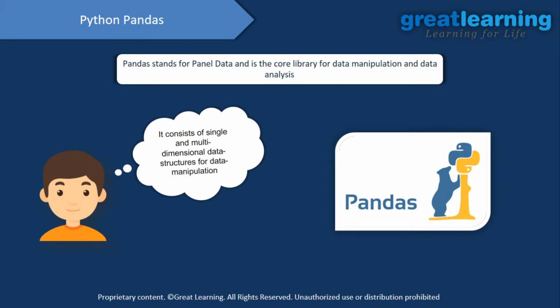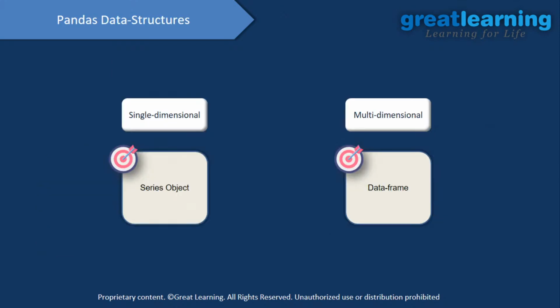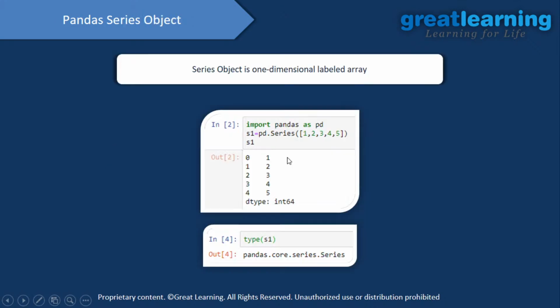manipulation. So just as NumPy gave us arrays, Pandas gives us certain data structures called series and data frame. And series is the single-dimensional object, and the data frame is the multi-dimensional object. So first we'll go ahead and work with the series object.